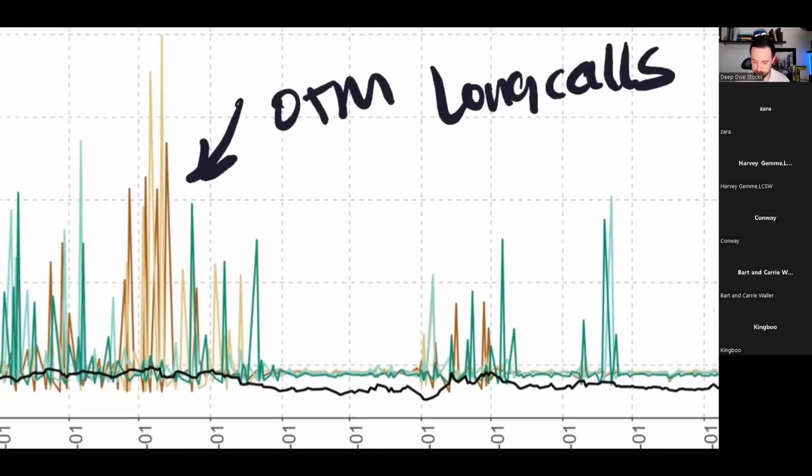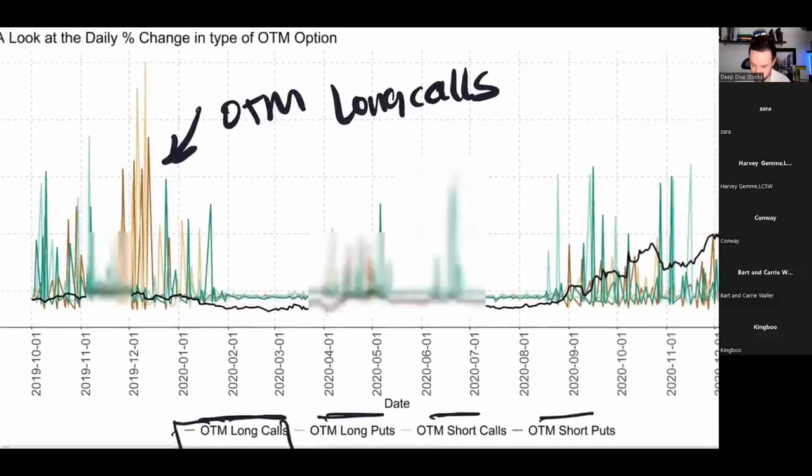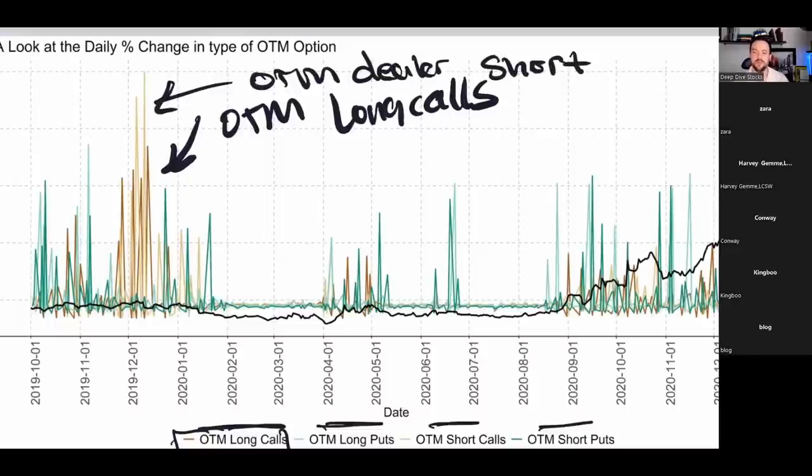We'll zoom in a little bit. And these big spikes are out of the money dealer short calls. When they're out of the money dealer short, that means that retail came in and purchased from a counterparty, from a quote unquote authorized market maker or options dealer, a significant number of these options. And retail could be a large institution or hedge fund.